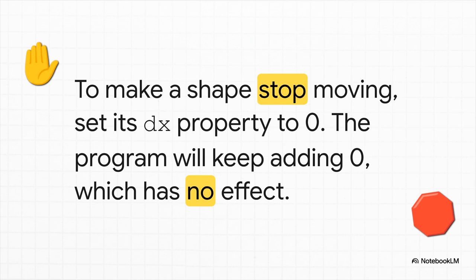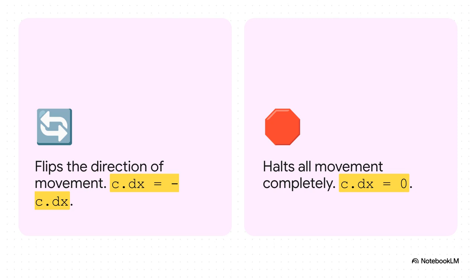And what if you wanted to just stop? It's even simpler. You just tell it that its speed, its dx, is now 0. The animation loop will keep running, but it'll just be adding 0 to its position over and over again. And adding 0, of course, does nothing. The shape is frozen right in its tracks. And there you have it. Those are really the two fundamental commands for controlling motion. One flips its momentum, and the other just kills it completely. With just these two lines of code, you're already well on your way to being an animator.